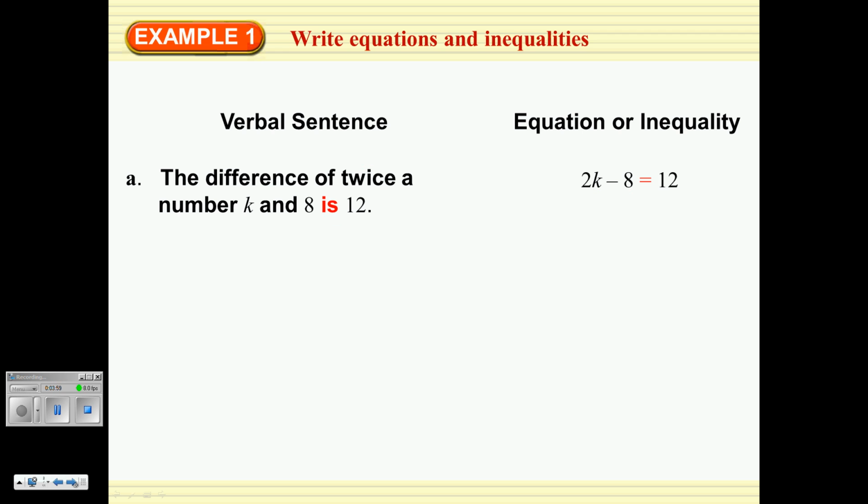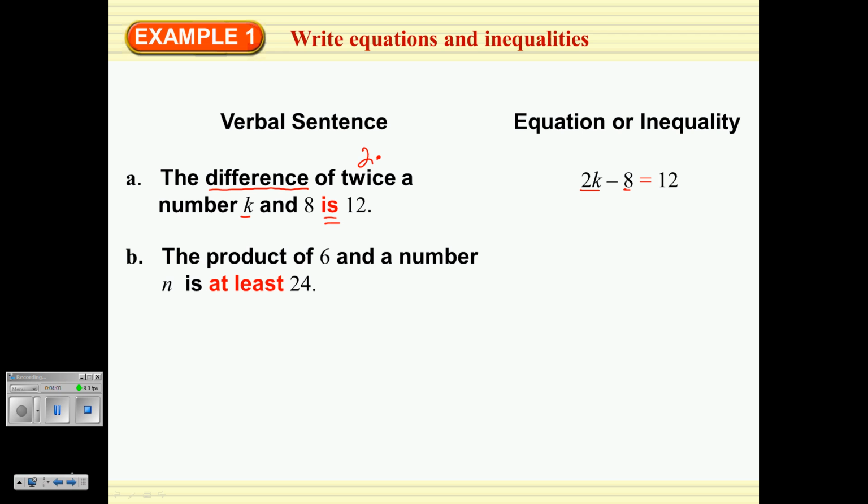Let's try the next one. The product. Okay, what does product mean? Product is going to mean multiply. Okay, so the product of 6 and a number n is, well, there's that word is, but it's followed by the words at least. Okay, a number n is at least 24. So here would be the inequality we would write this time.